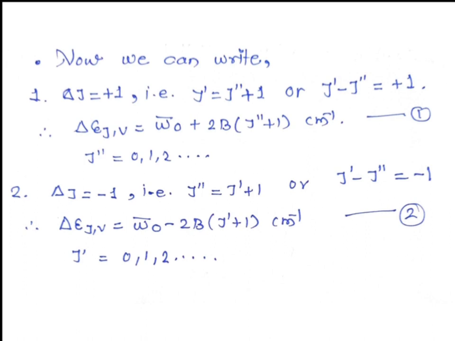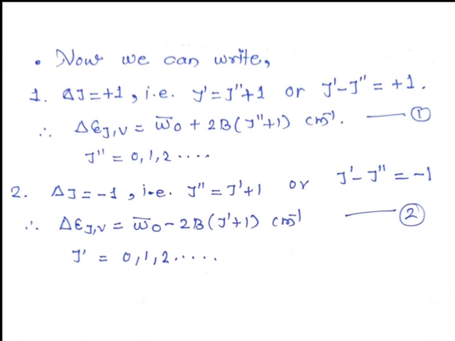Then in the same way we can calculate the energy for the P branches, using equation 2. Delta J is equal to -1. So we got the difference between these two transition energy levels, that is delta J is equal to -1. So J double prime is equal to J prime plus 1, or J prime minus J double prime is equal to -1. The excited state is J prime, the ground state is J double prime. By taking the difference between these two states, we get a difference of -1. When the difference is -1, we will get the P branches.